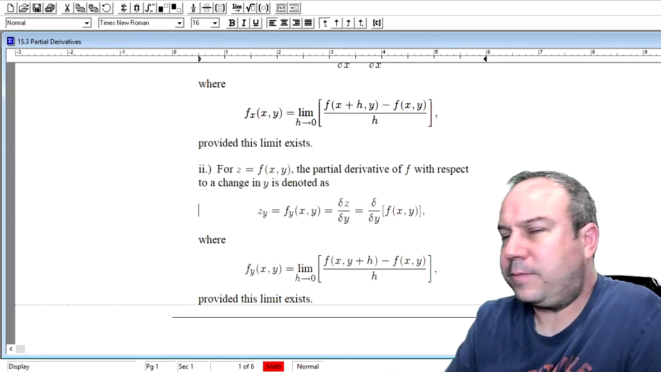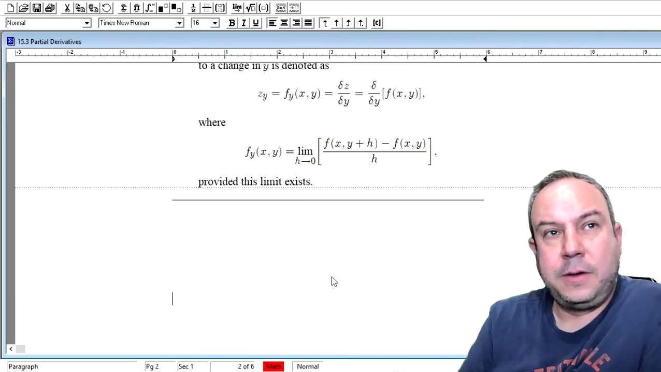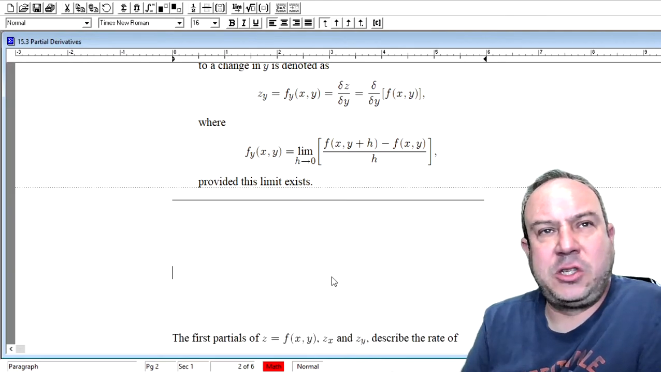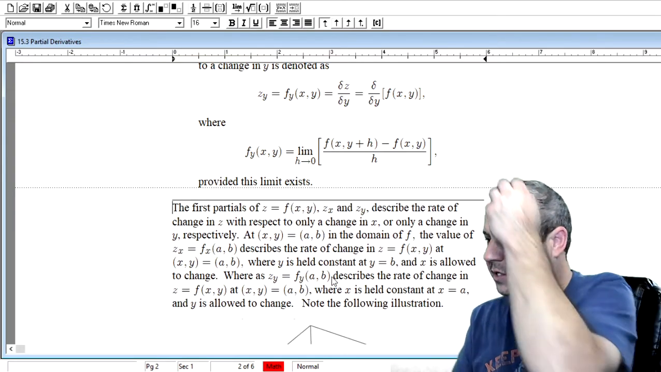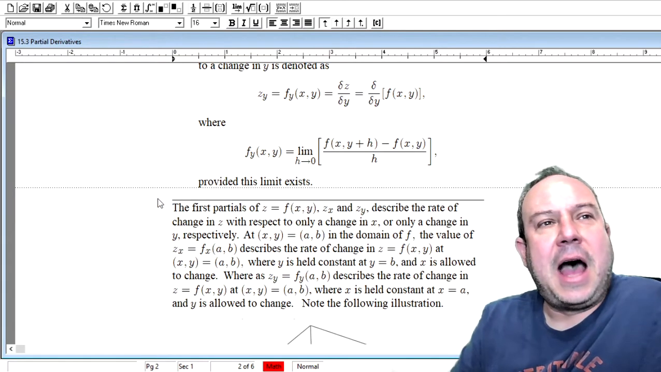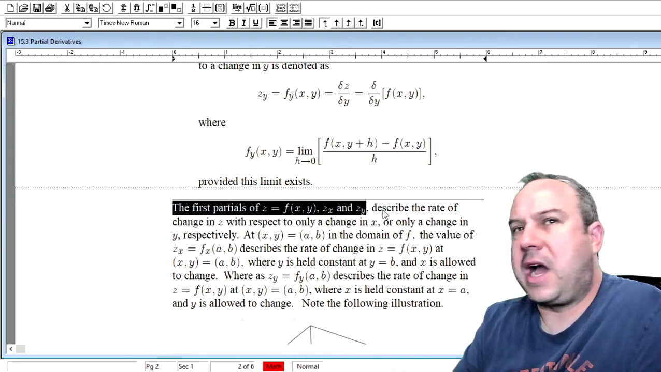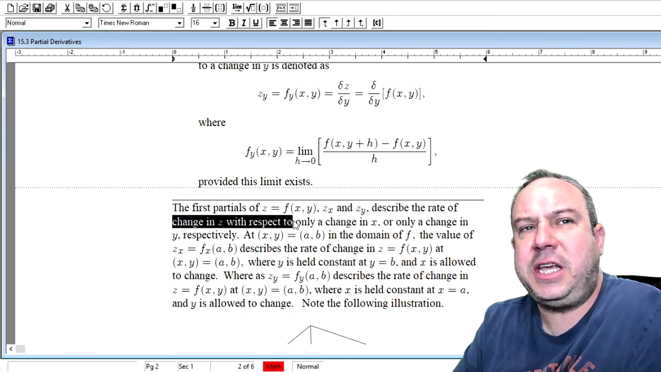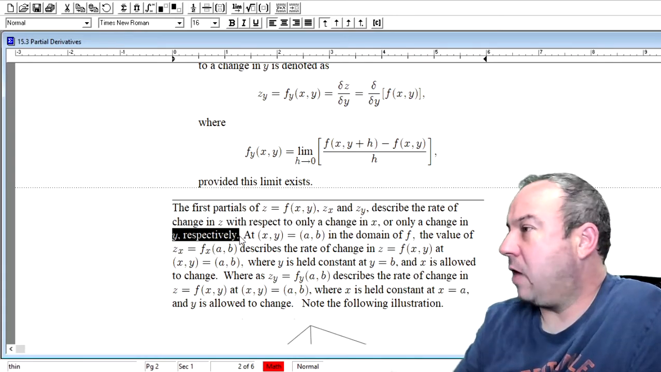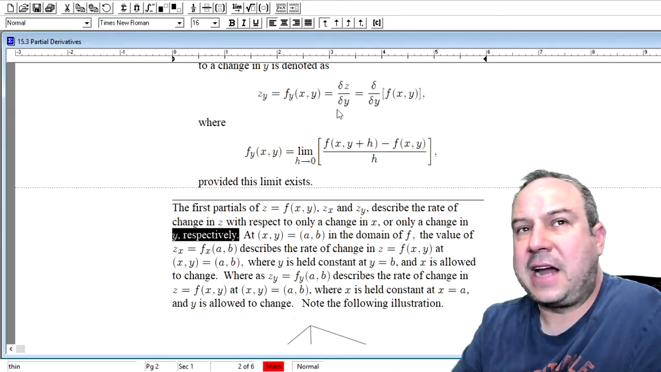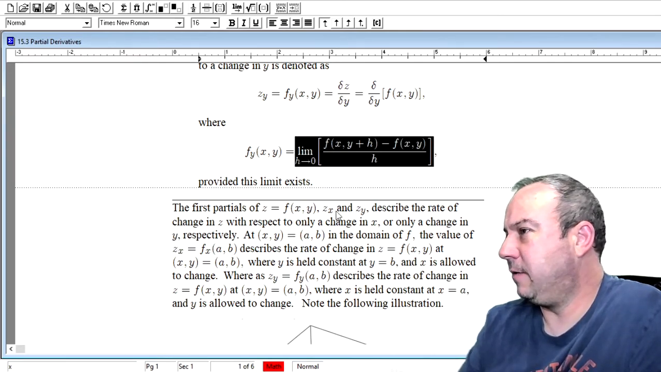Now, if we scroll down and I bring this into picture, I do try to help give you some visualization on your curve here, and give you a little description of that visualization. What do I say here? The first partials, z equal to f of x comma y, z sub x and z sub y. What do they describe? Well, they describe the rate of change in z with respect to only a change in x or only a change in y respectively. We've highlighted that up above. This partial highlights only a change in y respectively.